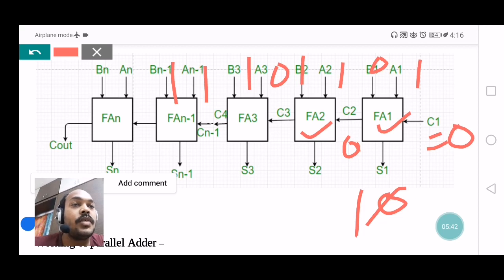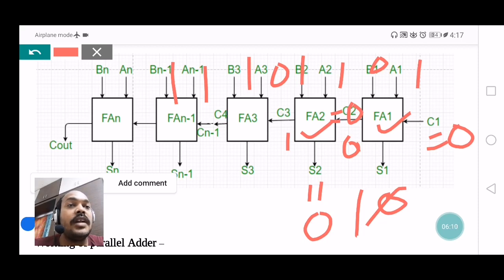Now, full adder 2 already has two inputs, 1 1. And the output of full adder 1, which is 0, is the third input of full adder 2. So for 1 1 0, what is the value of sum 2? Sum 2 is 0 and carry is 1, and the carry is propagated to the third full adder.